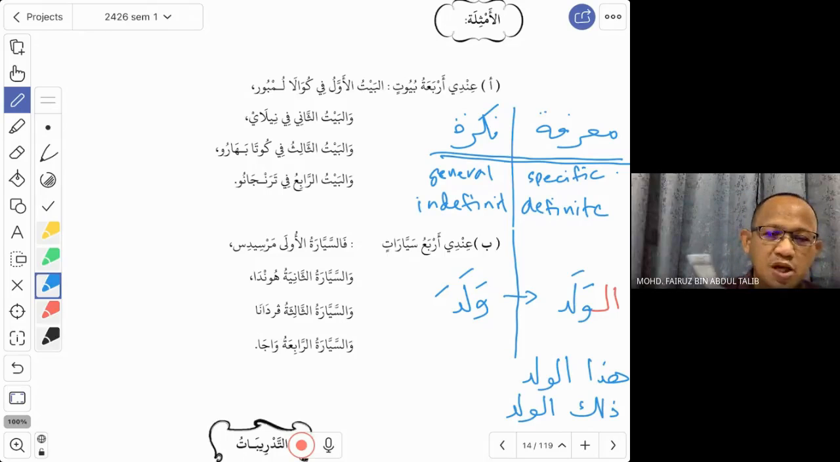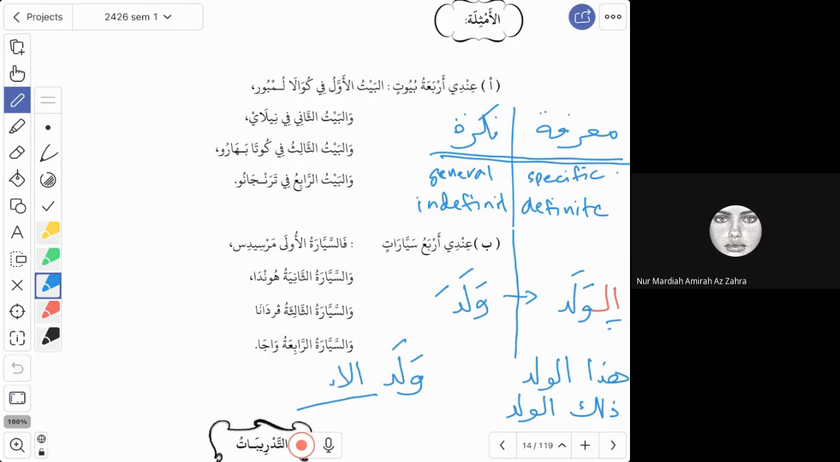But actually, this is just one way. There is another way to change from nakira to ma'rifah. Of course, the first way is by adding the alif lam. But the second way is by adding a word after the word walad to explain possession, to explain which boy, for example. You say, oh, this is the walad. Walad can be a son as well. So you want to say the son of the teacher. Waladu al-ustaz. So for example, we say waladul.